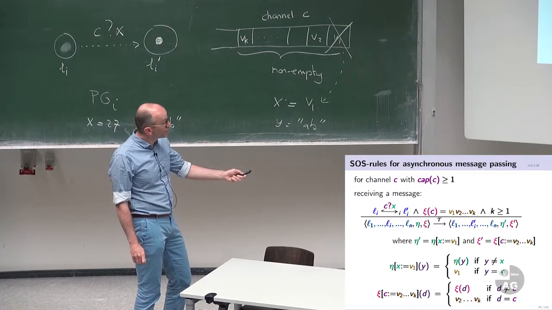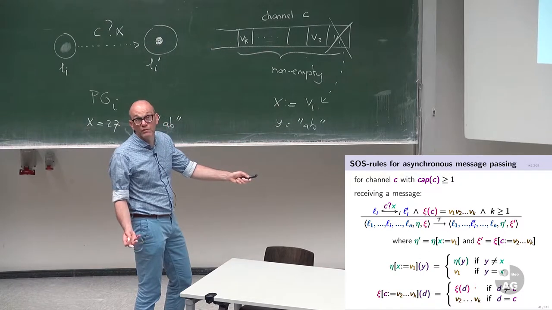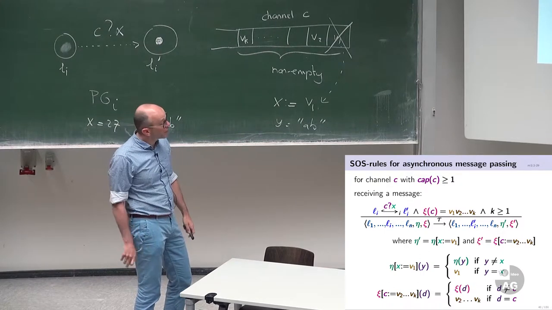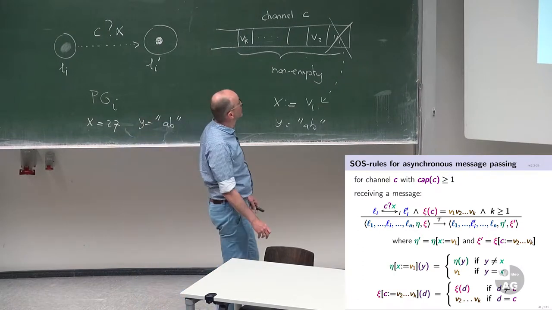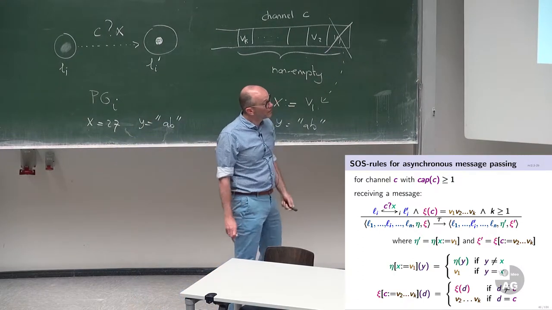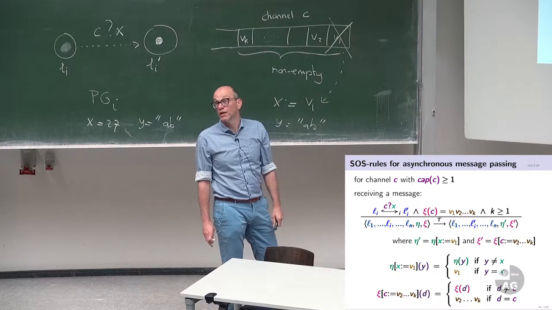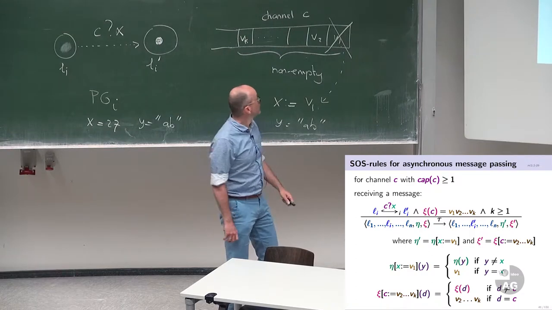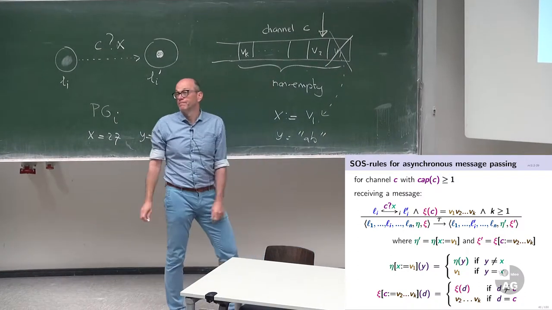So this psi function with the square bracket, C becomes V2 to VK: for any channel D, if D differs from C, you take the old value because that channel has not been affected. Otherwise, we have to remove the value from the queue. So indeed, we have to remove V1. Therefore, if D equals C, then we have the finite word V2 to VK as the new content of the buffer. That means the head of the buffer is now pointing to this element.